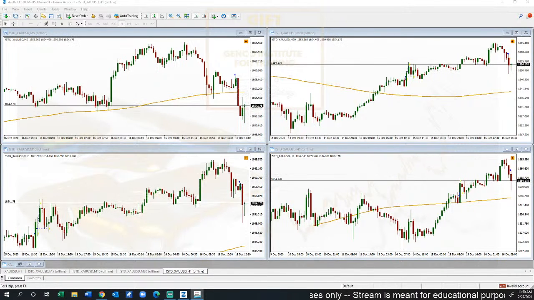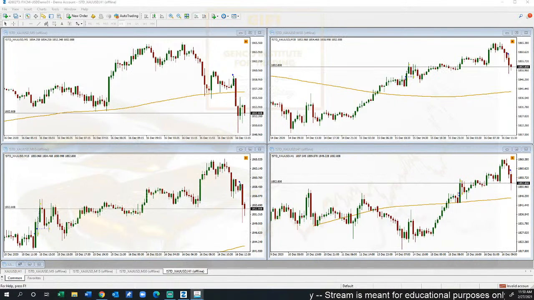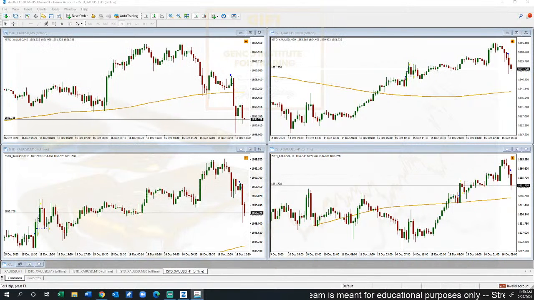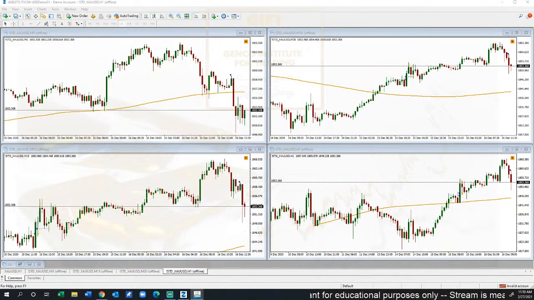Yep, 1680. I think I had like 1690 from when I quickly looked at it. I was like, I think like high 1600s. That's like where it's gonna go. We'll see. That daily is looking nice for that short.